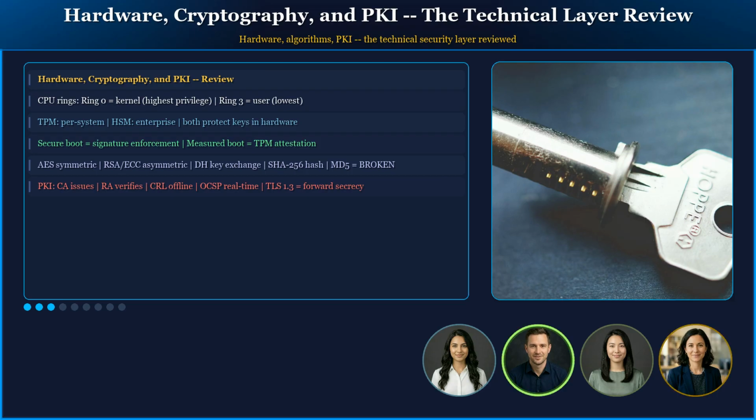For every cryptography scenario, identify the service required. Confidentiality means encrypt with the recipient's public key. Authentication means sign with the sender's private key. Integrity means hash the message. Authentication plus integrity together is a digital signature.